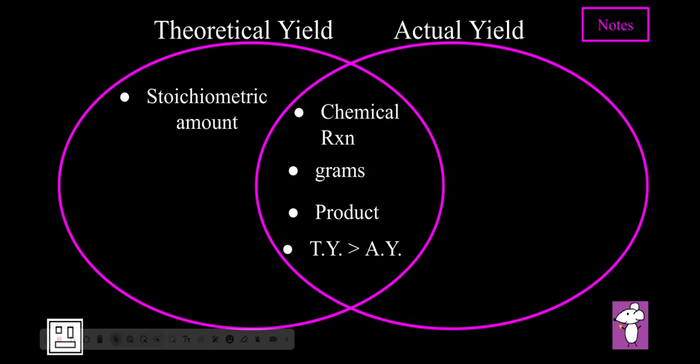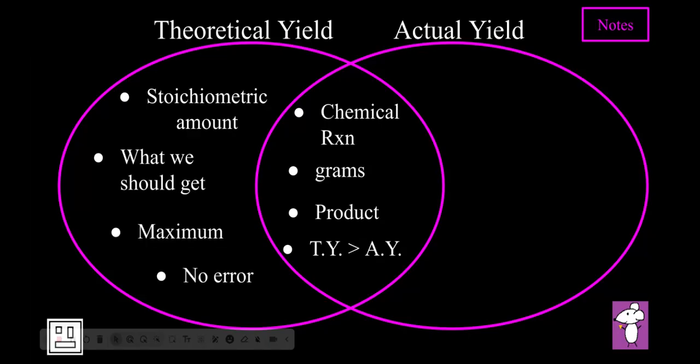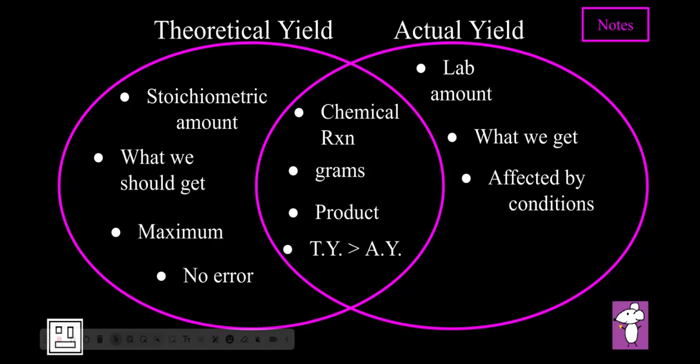Now, that says stoichiometry. I didn't show the math, but I will in a different video. In layman's terms, the theoretical yield is what you should get. It's a maximum, and there's no error in this amount. Whereas the actual yield is what you get. It's based upon the lab, and your conditions will affect the amount that you get. It's always going to be less than the theoretical yield, and it can vary from experiment to experiment.